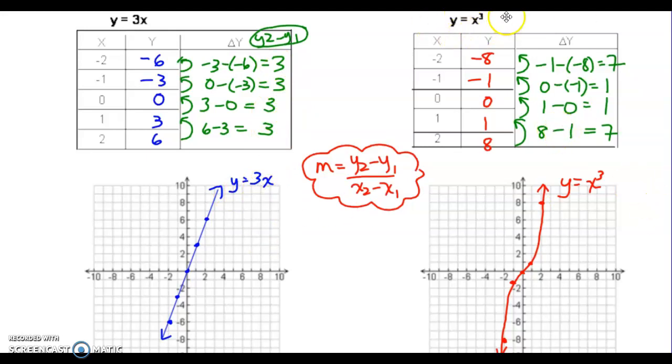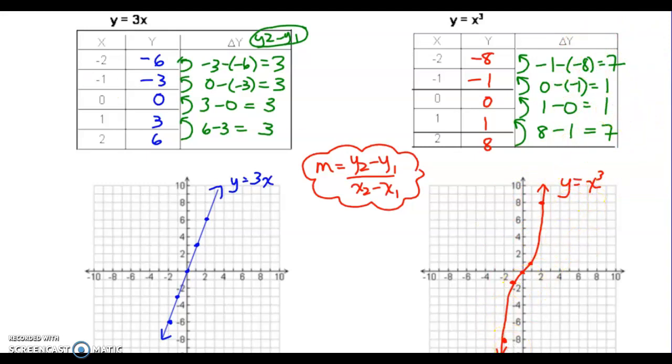Looking at my second graph, I'm going to repeat that process and calculate my delta y's. So I start at the bottom. 8 minus 1 gives me 7. 1 minus 0 gives me 1. 0 minus -1 gives me 1. -1 minus -8 gives me 7. So I can see that my delta y's are not the same. And the reason being, this is not linear, it's a curve.